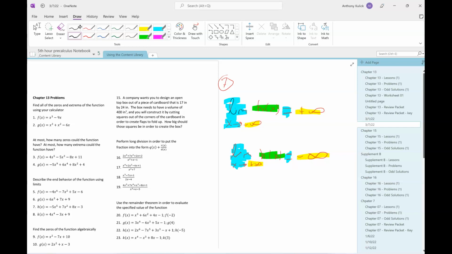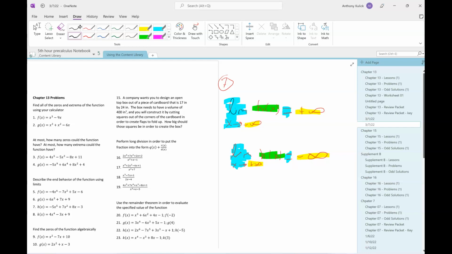Yeah. For number 4, like for the zeros and extremes, is the 0 just like the highest exponent? Yeah, so at most, number 4 could have 9 zeros and 8 extrema, 1 less than the highest exponent.